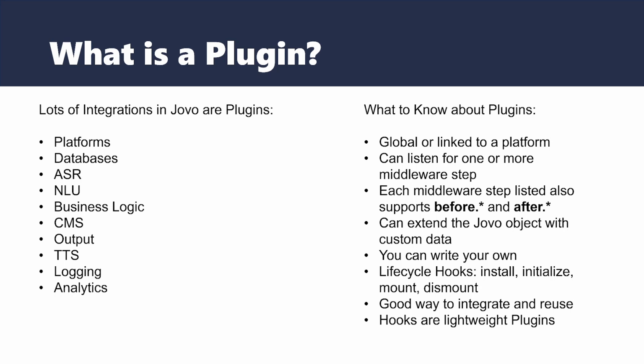Now, a plugin can also add custom properties or functions to the Jovo object itself. So you can extend Jovo to take advantage of other functionality by associating that with the Jovo object. So that's another thing that a plugin can do. You can write your own. I encourage you to do that. It's not too hard to get started. You can look at some other plugins as examples.